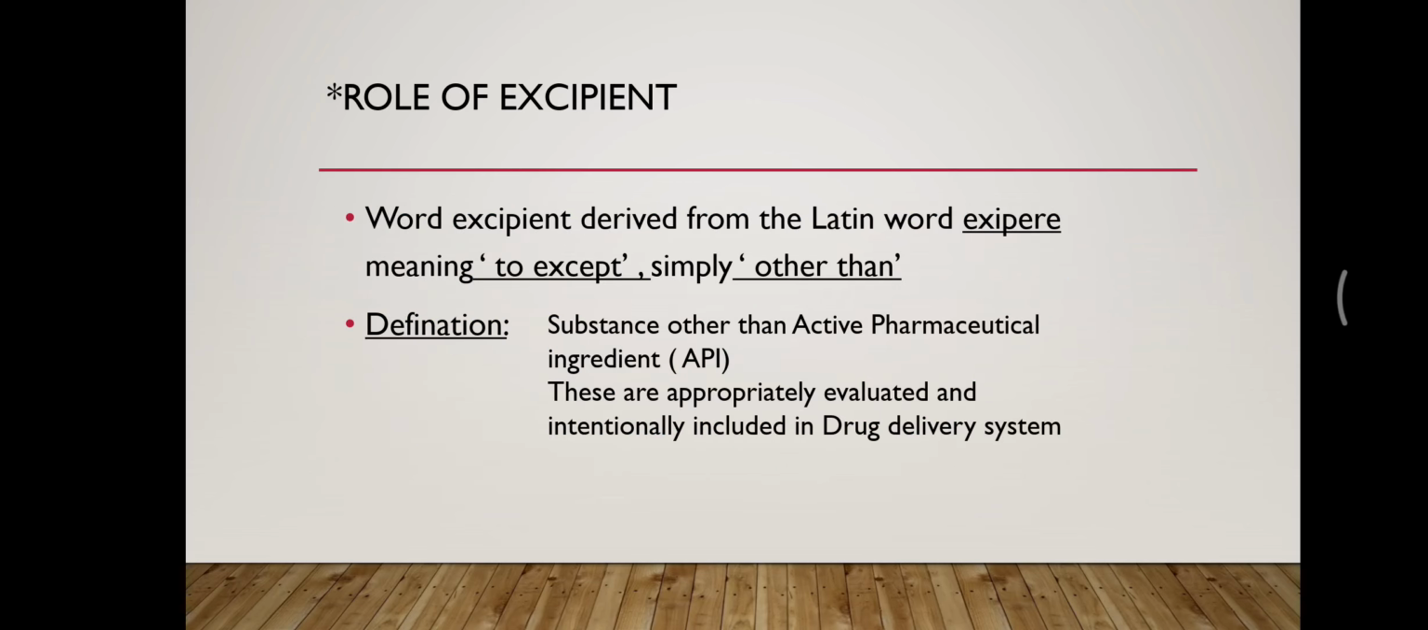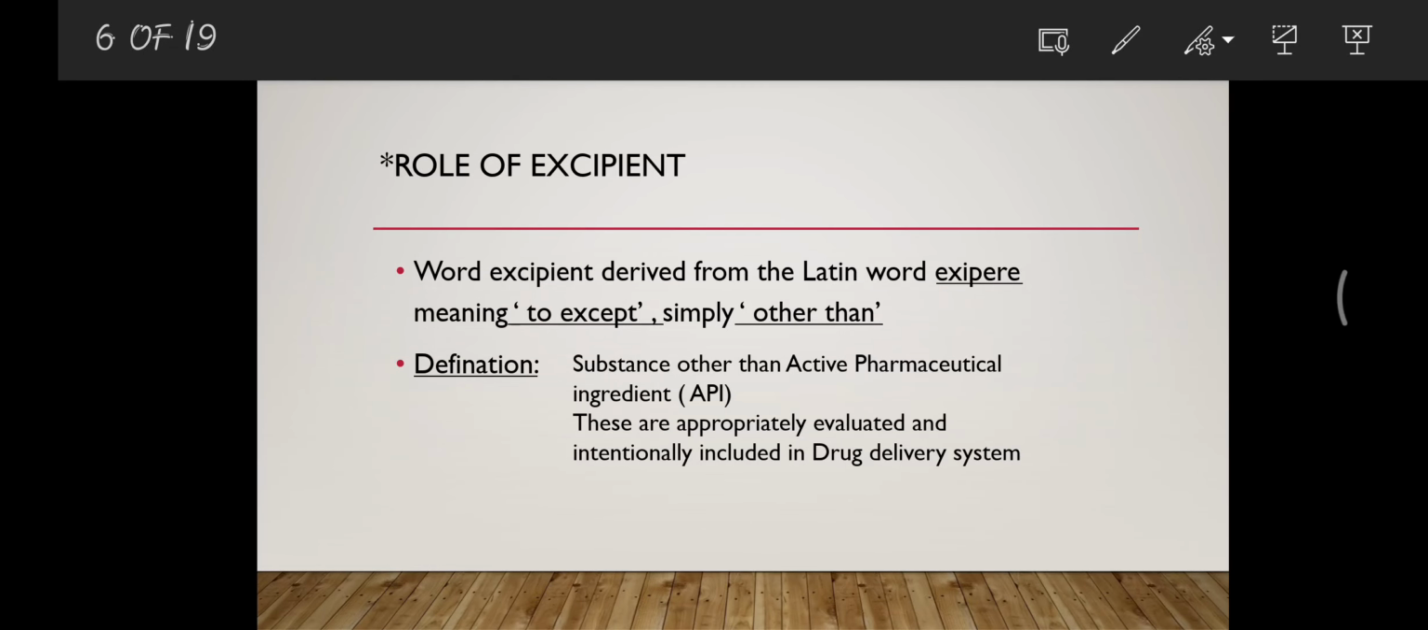Now let's see the role of excipient. First of all, you should know about the excipients. Excipients are the substances which are other than the active pharmaceutical ingredients. That means these are the chemical substances other than the active pharmaceutical ingredients. These are appropriately evaluated and intentionally included in the drug delivery system. That means they are synthesized appropriately, or you can say manufactured appropriately, and intentionally included in the drug delivery system.